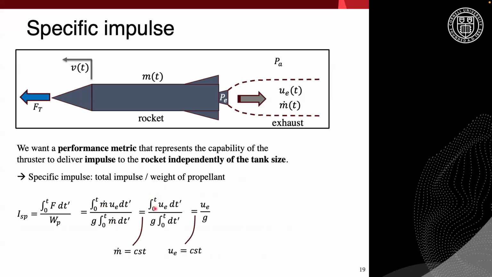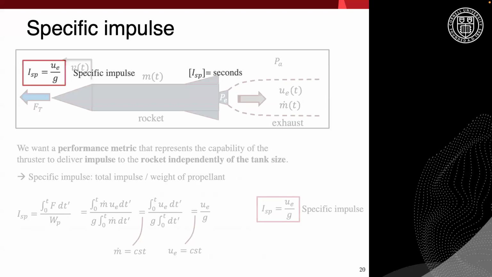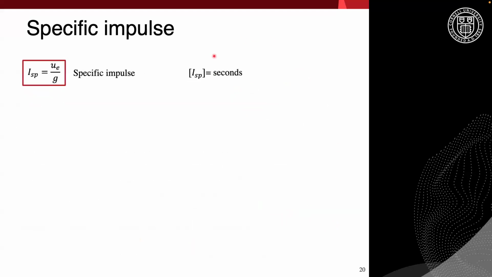And then under a second assumption, which is a constant exhaust velocity, we end up with this ratio, which is ue over g. So the specific impulse of a rocket or a spacecraft is defined as the ratio of the exhaust gas velocity over the gravity. And the unit of the specific impulse is seconds. So ue is meters per second, the gravity is meters per second squared, so Isp is in seconds.